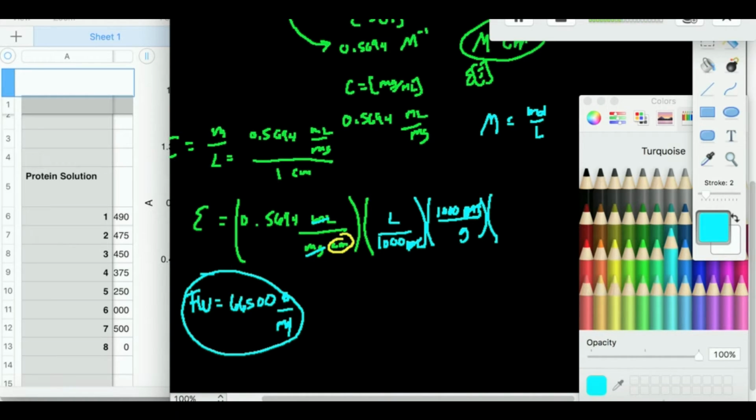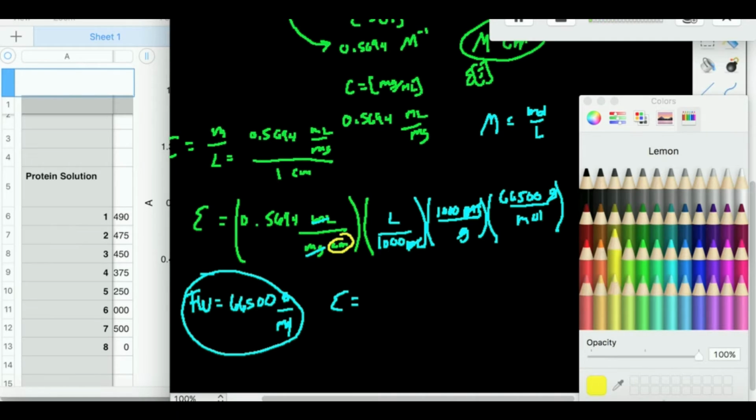The last thing I need to do is convert the grams to moles. I know it's 66,500, that's an approximation, by the way. It's actually a little bit less than that, but it's grams per mole, so the grams cancel. Now what I need to do is calculate what this ends up being. 0.5694 divided by 1,000 times 1,000, we can just cancel those, so this is going to be 0.5694 times 66,500.